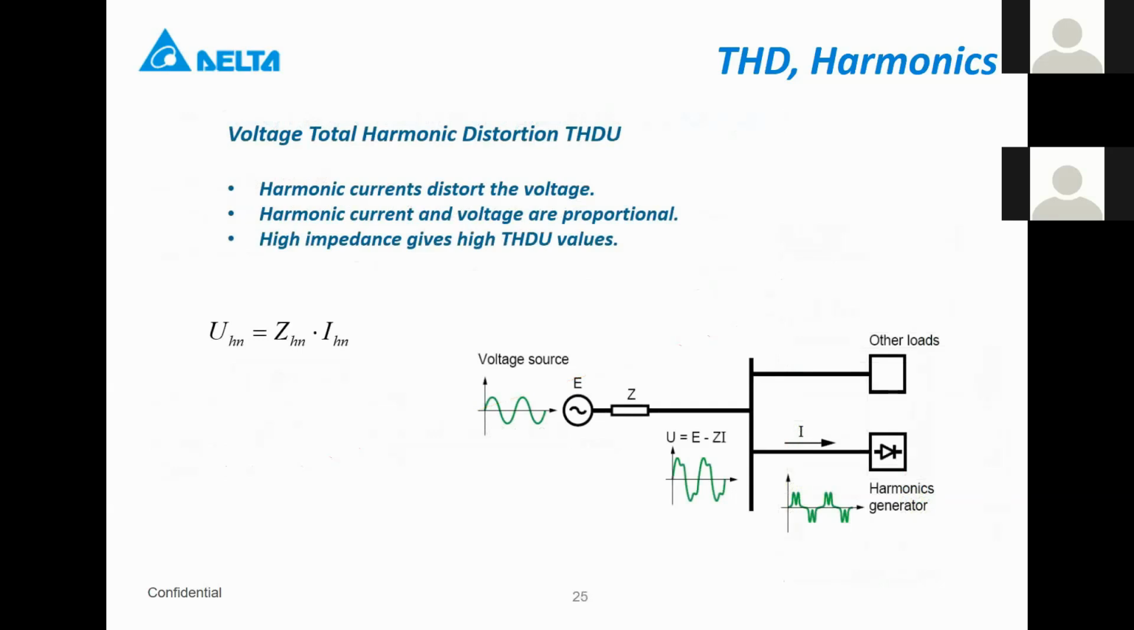THDU, of course, the voltage can also have a harmonic distortion. But this depends on the impedance of the total system, and of course on the distortion of the current. So the voltage distortion depends on the harmonic current distortion, but also on the impedance of your total system.